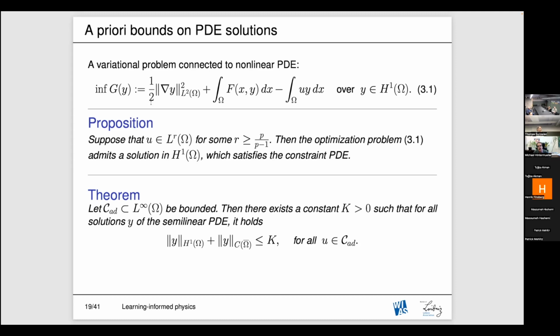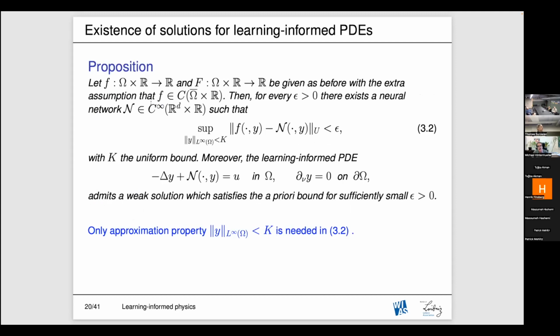And again, U admissible is bounded in L infinity. This is where I get this uniform bound K, also acting on the Y here. I'll tell in a second why this is important, but before I go there, let's return to this approximation question.